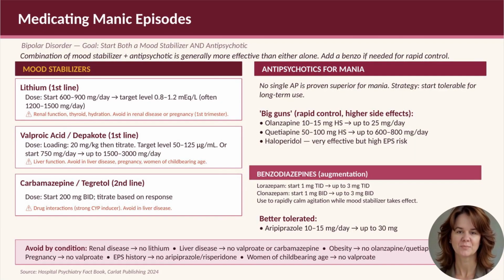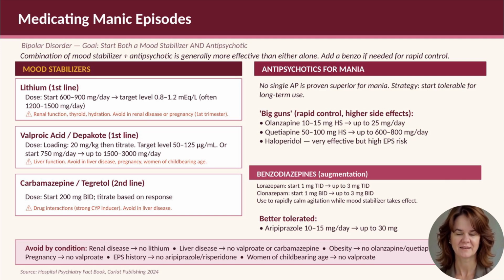The treatment of acute mania should begin with combination therapy using a mood stabilizer and an antipsychotic, as this approach provides faster and more complete symptom control than either alone, particularly in moderate to severe mania. Lithium is a first-line option with strong evidence for reducing suicide risk and stabilizing mood across phases.